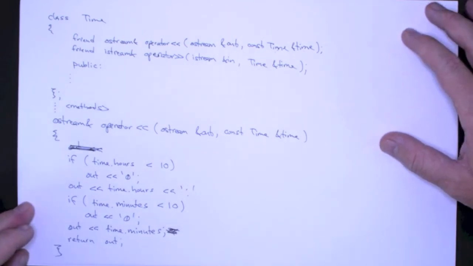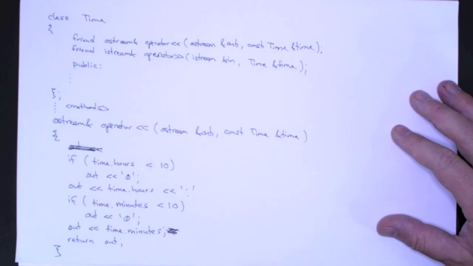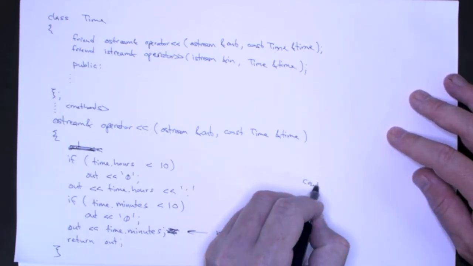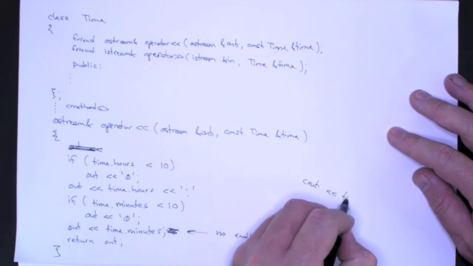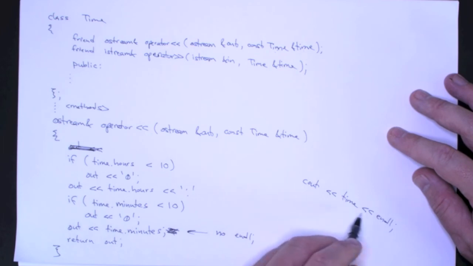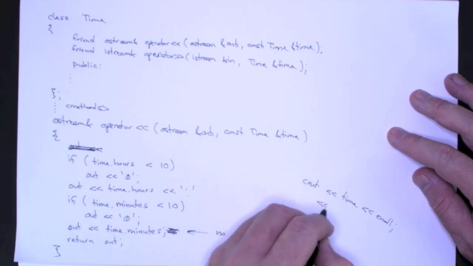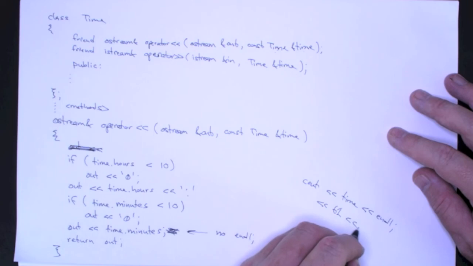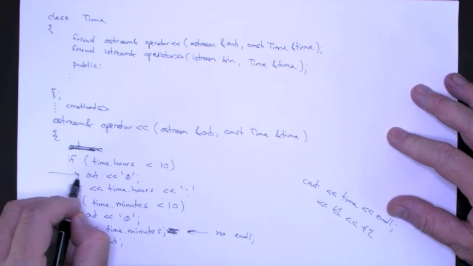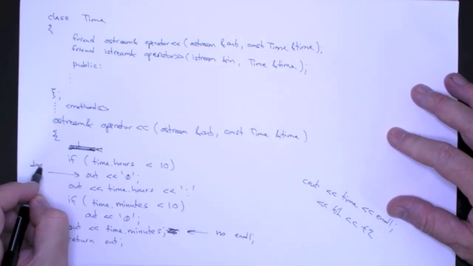So let me alert you to some rookie mistakes. A couple of things. There should be no endl here, because we'll do that when we write cout time endl. This is where the endl comes into play, and also if we're writing multiple time objects, we don't want endls to appear in between. So there's no endl here.